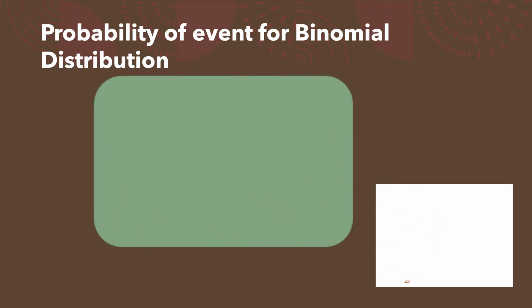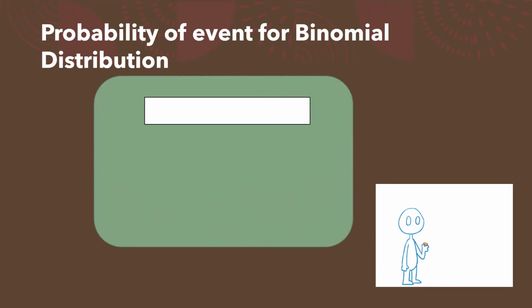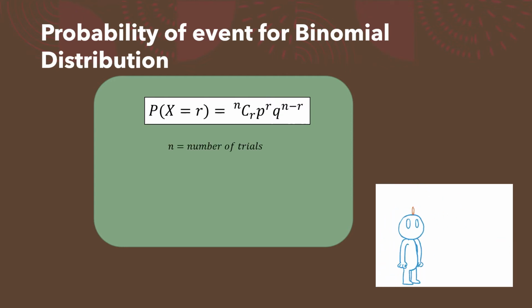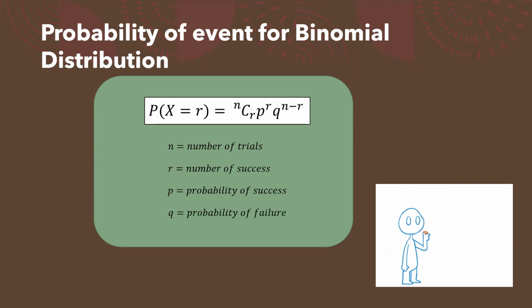So we get a formula for binomial distribution, which is P(X = r) = nCr p^r q^(n−r). So what do all these unknowns stand for? n is the number of trials, r is the number of successes, p is the probability of success, and q is the probability of failure.